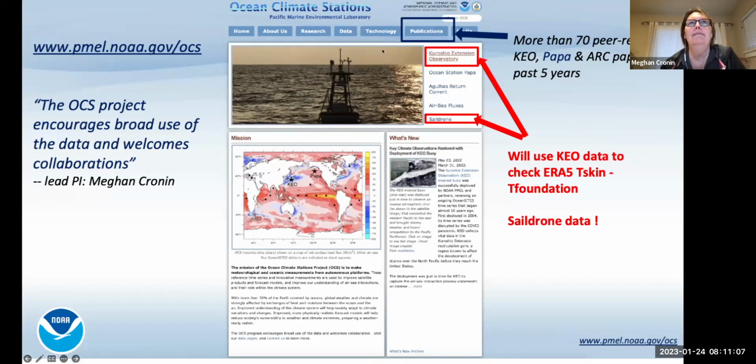I have out two buoys, the KEO buoy and the PAPA. These are ocean sites reference stations. And you can go there. Here's the link, pmel.noaa.gov/OCS. In just the last 5 years, there have been more than 70 peer-reviewed KEO papers using these data. I encourage broad use of the data and welcome collaborations.